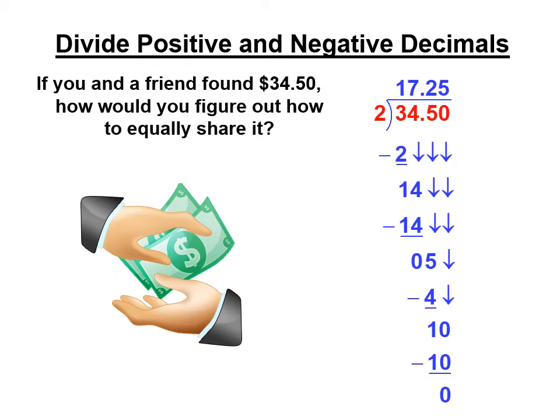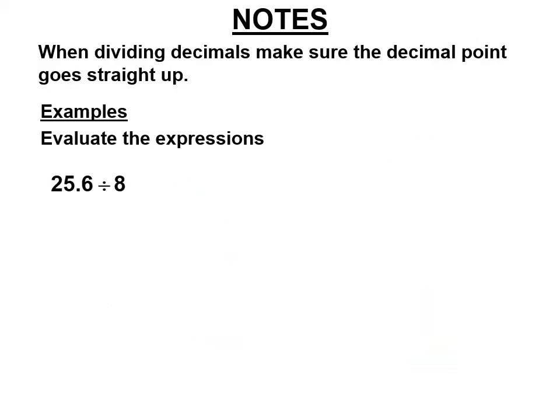So here's an example of 34.5 divided by 2. Here I had to add a 0 to finish off the problem. So if someone had $34.50 and you wanted to share it, you would divide by 2, right? And each person would get $17.25. So when dividing decimals, make sure the decimal point goes straight up. So do this problem. You shouldn't need my help.